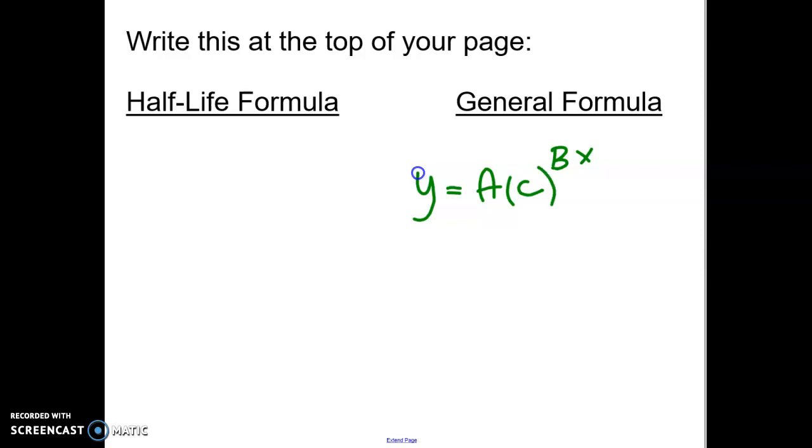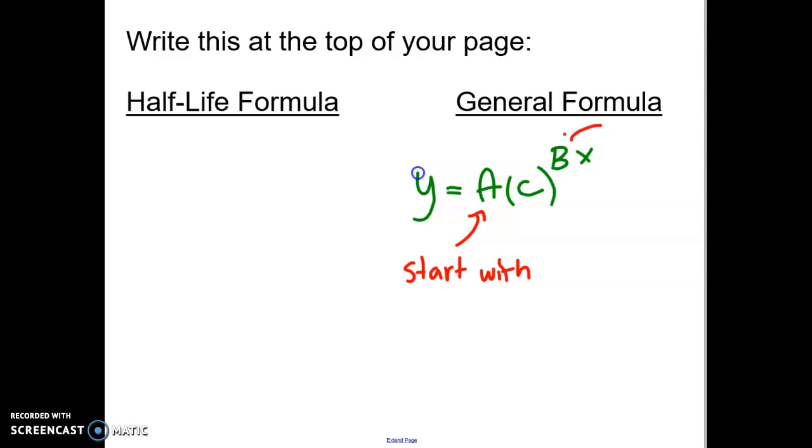Remember that when you're looking at this, the A value is what you start with, because your y-intercept goes at 1, so the A value is going to stretch it to your starting spot. You can just write this somewhere at the top of your page, just this one.